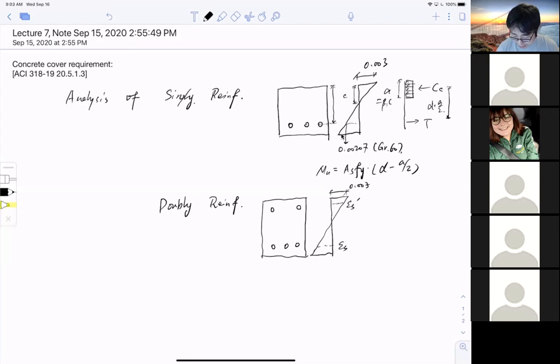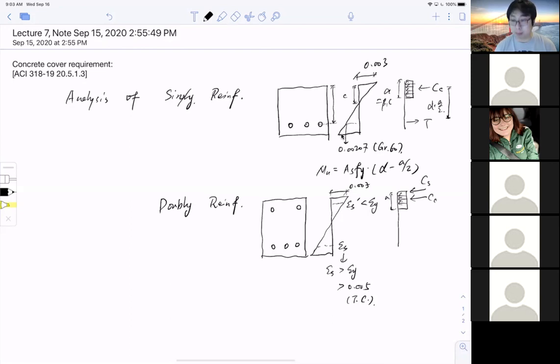And keep in mind that we want this to be bigger than yield, so epsilon s bigger than yield, and preferably, if it's tension control, we actually want it to be larger than 0.005, so we have a tension control, okay? And for the compressive reinforcement, we want the strain to be smaller than the yield strain, and hence, I will have an equivalent stress distribution as before, a rectangle. So this is the Whitney stress block, and this is a again. So I have a concrete C. But don't forget now, I have a steel compression Cs as well, right? So that's from the steel, and I have a tension from the bottom steel.